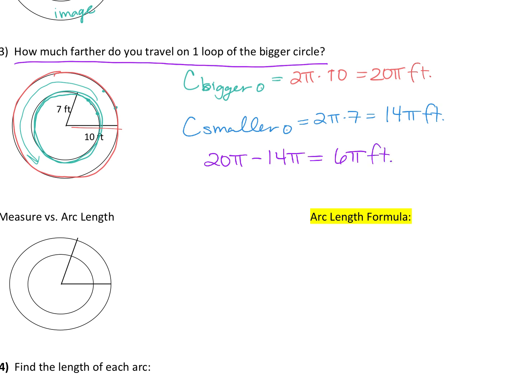6 pi feet is a weird answer. If someone asks how much farther did you go, you're probably not going to say, I went 6 pi feet farther. So just plug that in. What is pi as a number? 3.14, or there's a pi button on your calculator. Just use the pi button. 6 times pi, if we round that, is about 18.8 feet farther. Questions on that? So that's circumference. How much farther did you go? The distance.